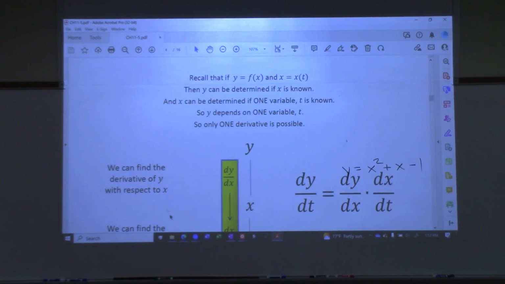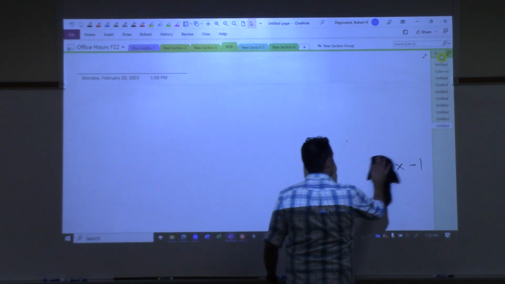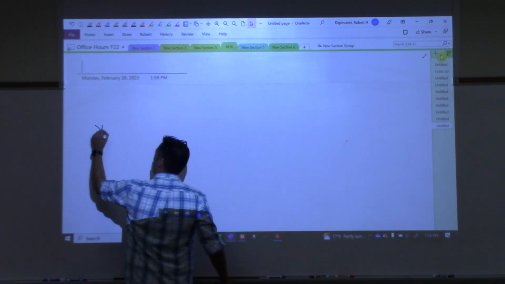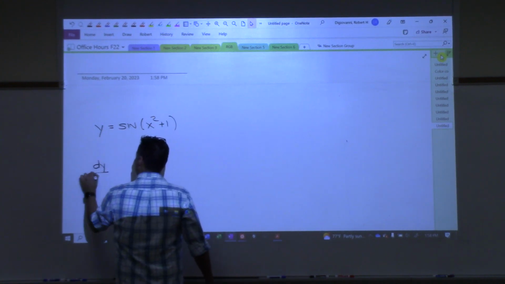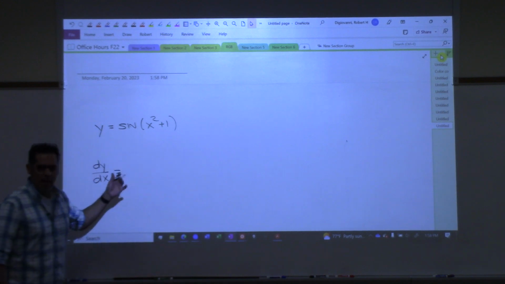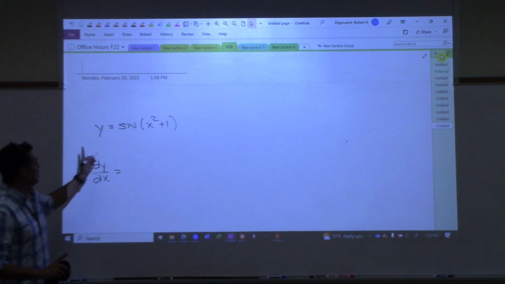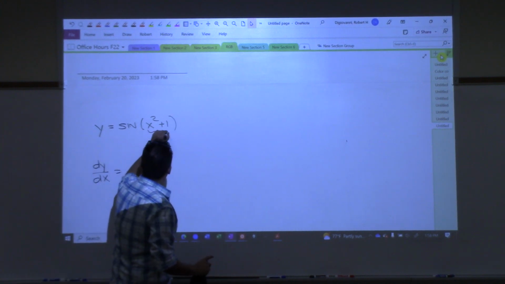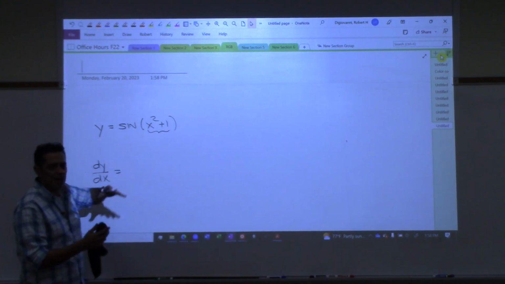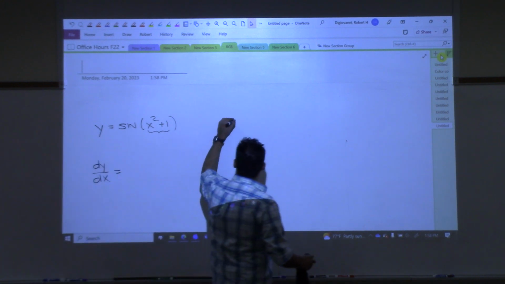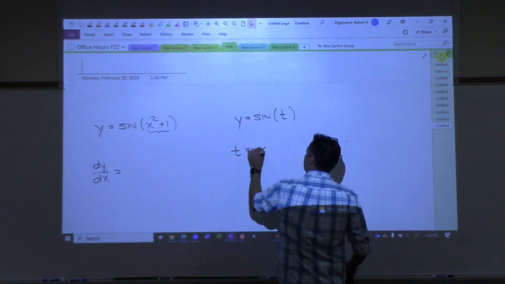So I'm going to give you a specific example before I do it. In Cal 1, if you were given y equals, let's say, sine of x squared plus 1, and you were asked to find dy/dx, we all know how to do this. But what we could do is realize that this right here is some other function that's being plugged into the sine function. So you could break this down into two different things like this. You could say y is, let's say, sine of t, and then t is x squared plus 1.